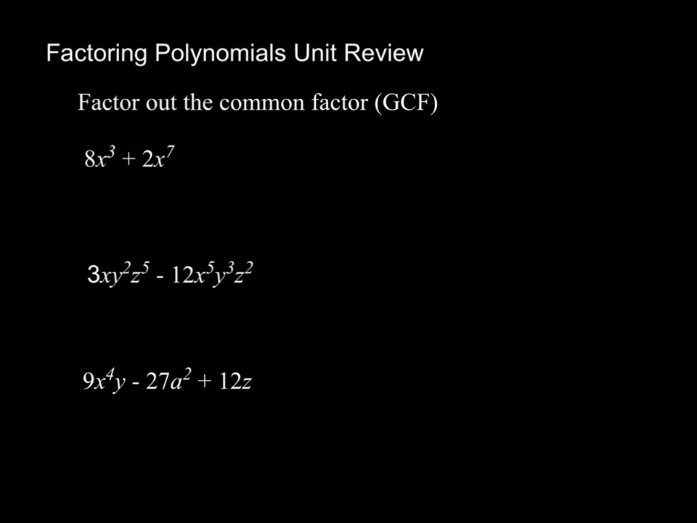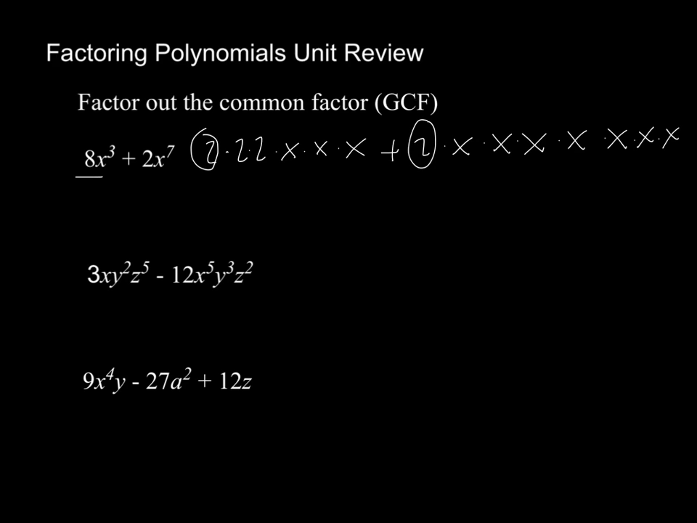Starting off with this factoring out the common factor. Now, in here, the long way of doing this would be to expand out each term to their prime factors there. So we have 2 times 2 times 2 times x times x times x. And then the other one would be just 2 times x times x times x times x. All right, now, then we would circle all the common factors.